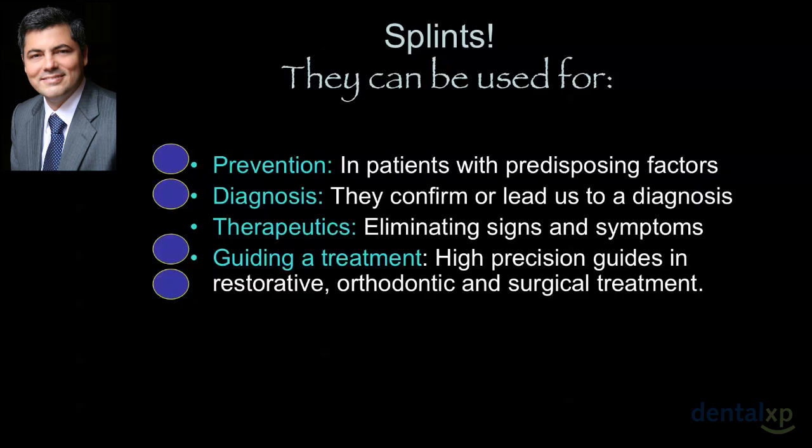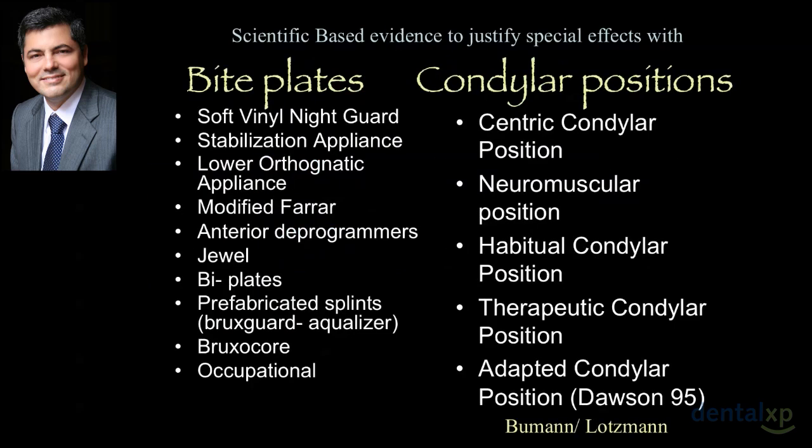We like to use splints for prevention in patients that have predisposing factors. We like to utilize splints to confirm our diagnosis or to lead us to a diagnosis. We can utilize splints to eliminate signs and symptoms, so it's a great therapeutic strategy. We can utilize the splints to guide our treatment. We can utilize high precision guides in restorative, orthodontic, and surgical treatment. And there are different kinds of bite plates. And these bite plates will work with different concepts and different strategies for condylar position.